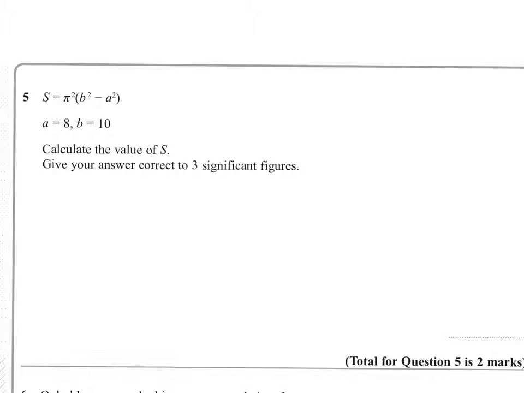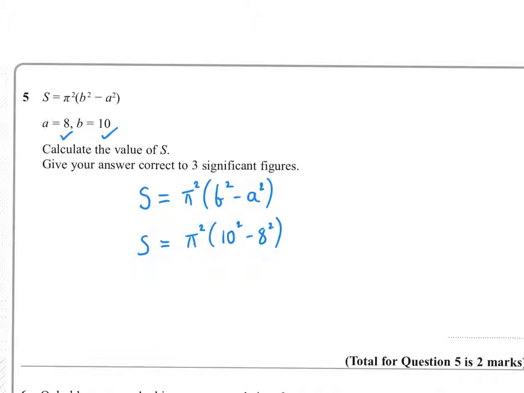Question 5. We're given the formula S equals pi squared lots of b squared minus a squared. And we're given that a is 8 and b is 10, and we've got to calculate the value of S. So we can do that on the calculator. So b squared, that's going to be 10 squared minus 8 squared. Now, you can either do the brackets first or you can put the whole thing in your calculator. It's really up to you. So let's try doing it the whole way first. So let's have a look.